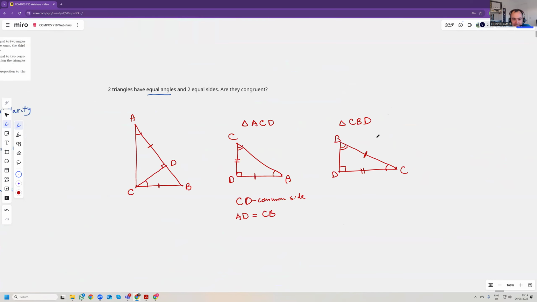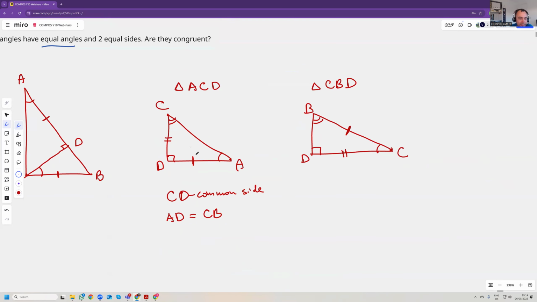Yeah, they're three equal angles. They are. So this equal to this equal to this, and this equal to this. They're not, that means the triangles, the corresponding triangles are equal. Right.